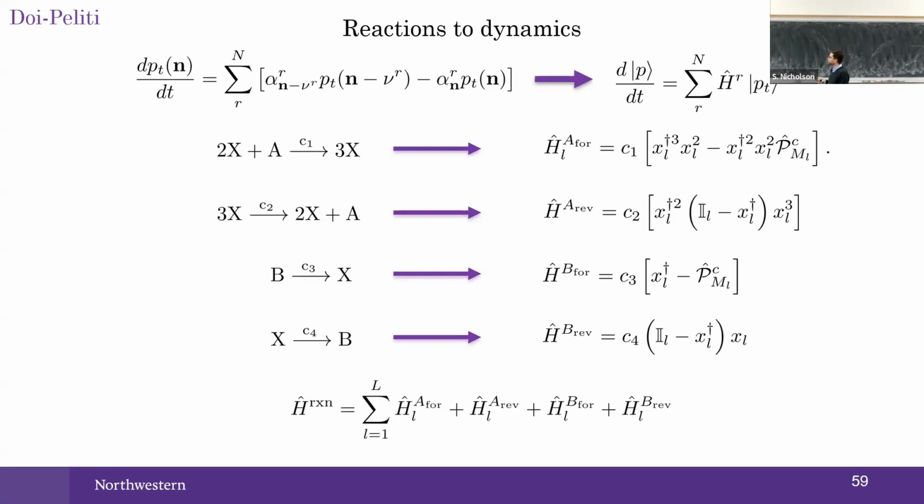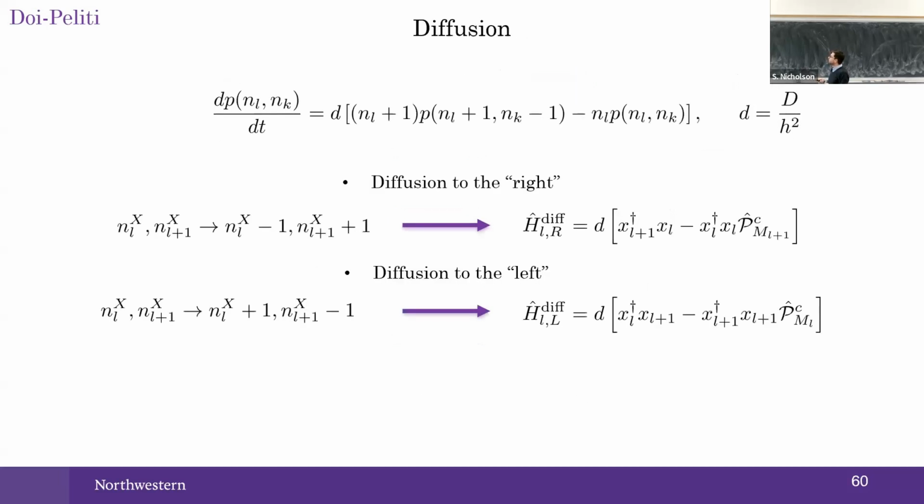Due to the linear structure of my chemical master equation, I can write a super operator that tells me the effective Hamiltonian for the whole reaction just by summing these for each voxel. And likewise, I can introduce diffusion into this equation. So now we can go back to our reaction diffusion problem.